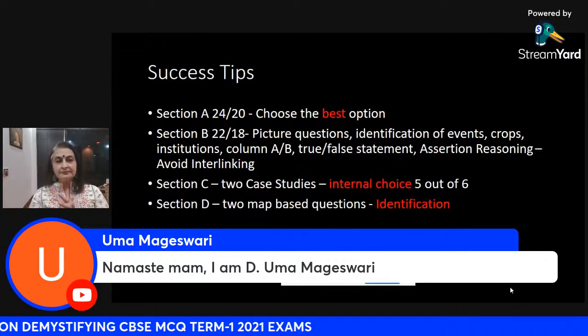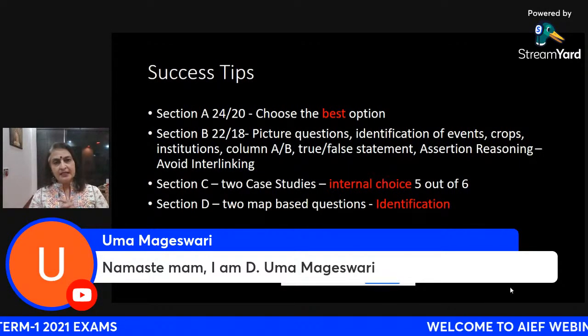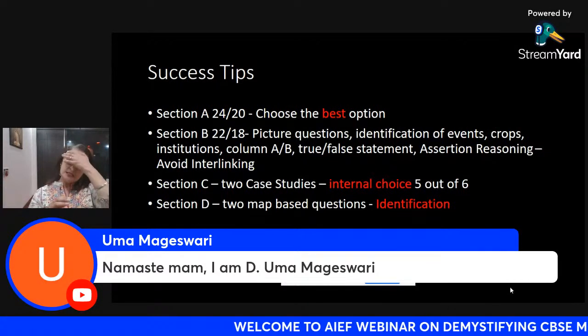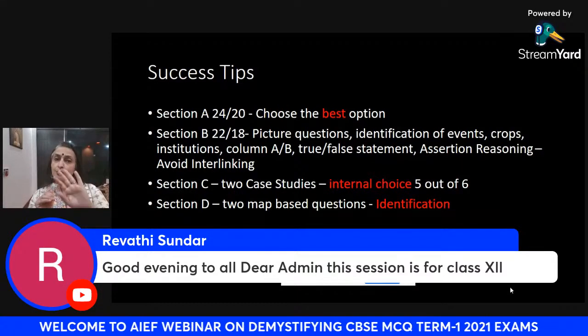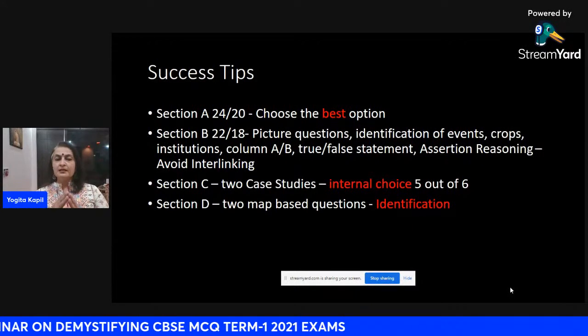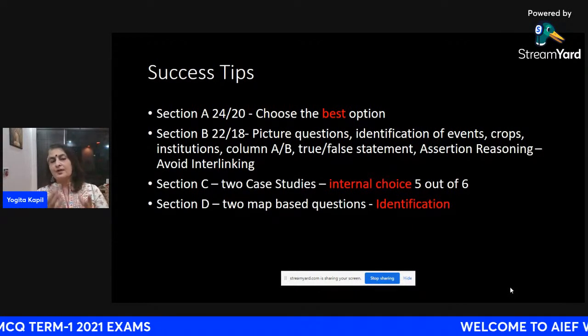So section B, here 22 questions are there, out of which 18 are to be done. Again, 4 are not to be done. So please see that you do only 18 in this section. And in section A, you do only 20. Please do not attempt 4 questions. Then what is section B all about? It is about picture questions.